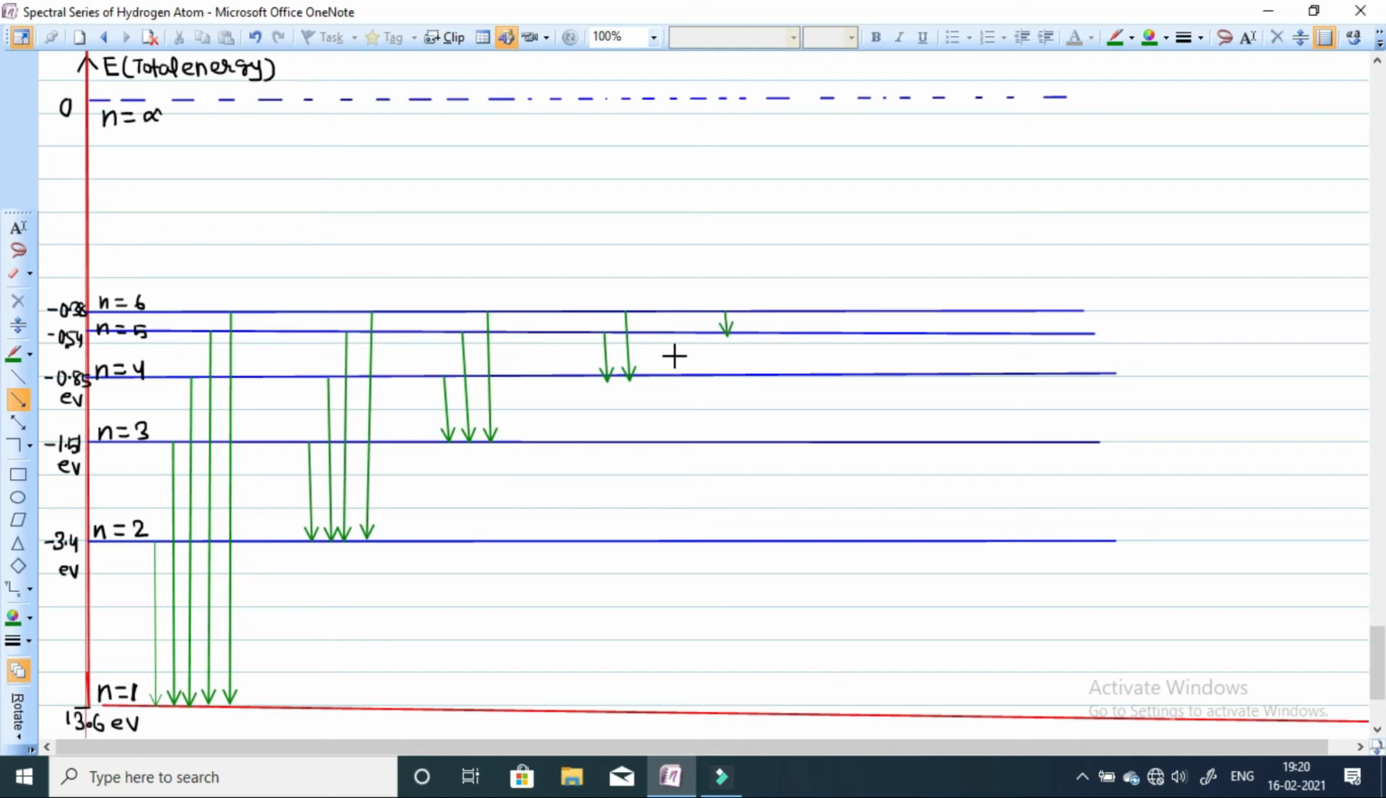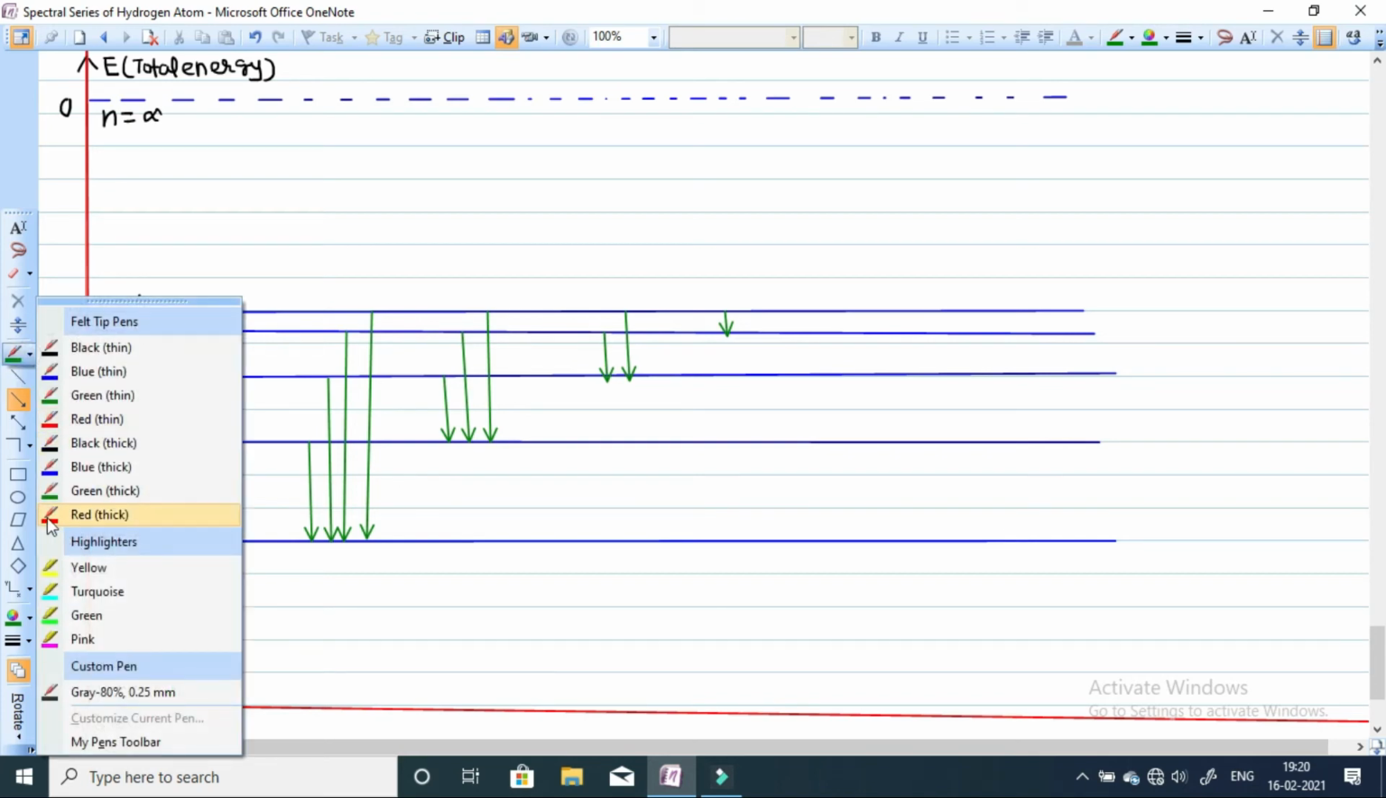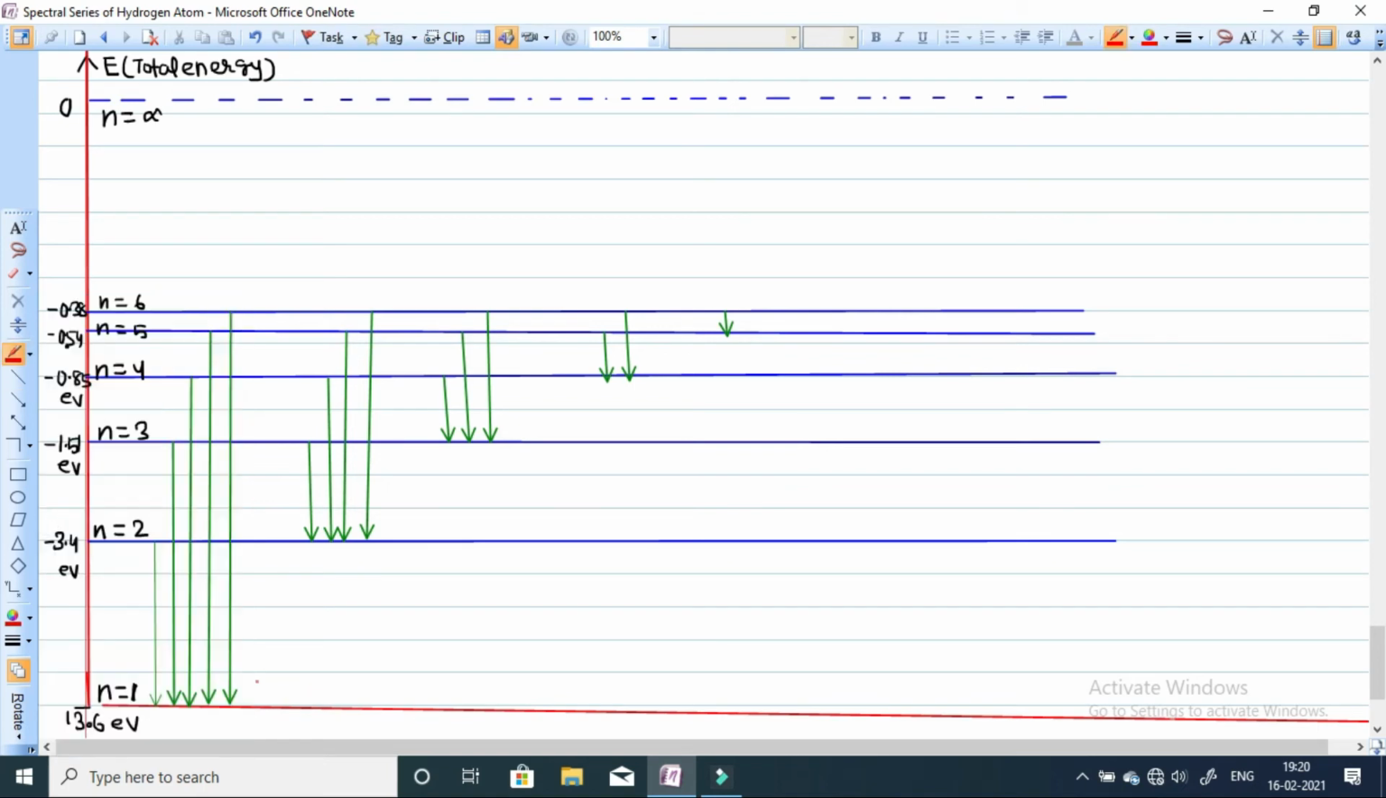Okay. In this type you will get the series. I have just represented it by a simple line. So this series is known as Lyman series.